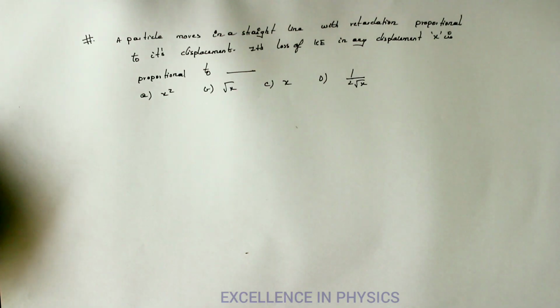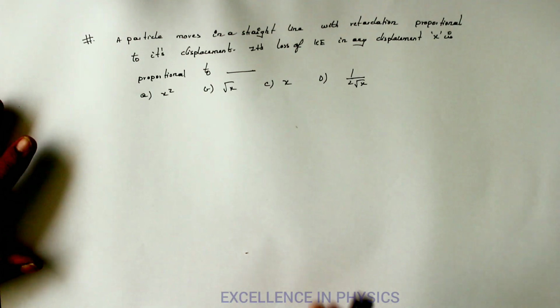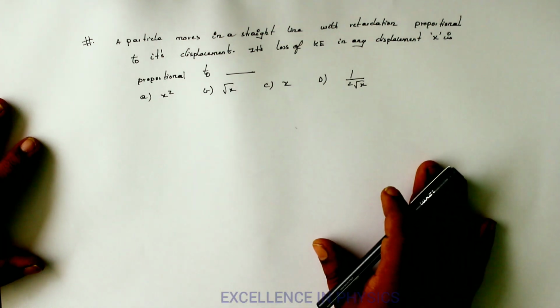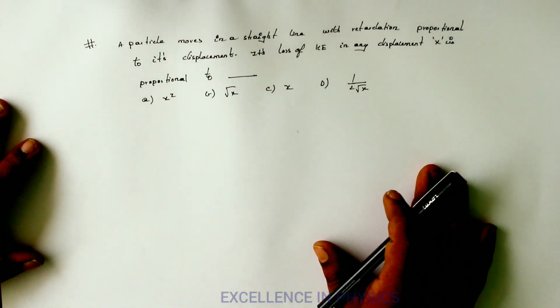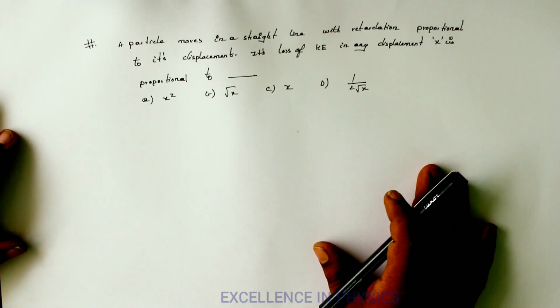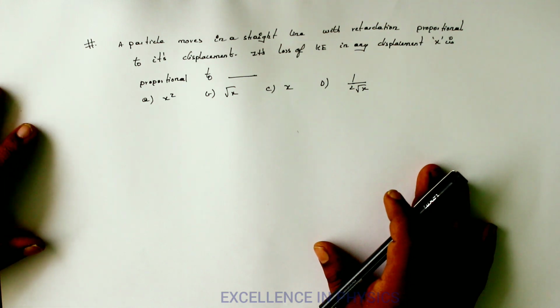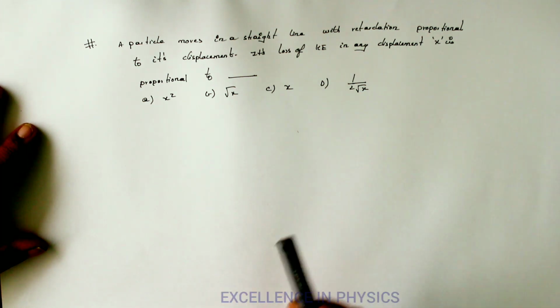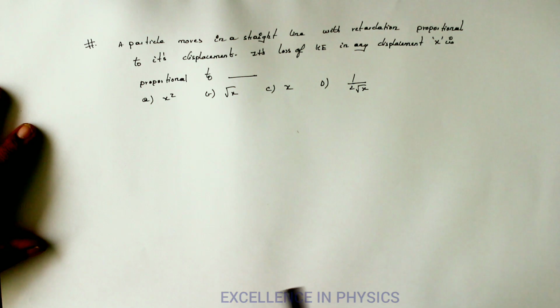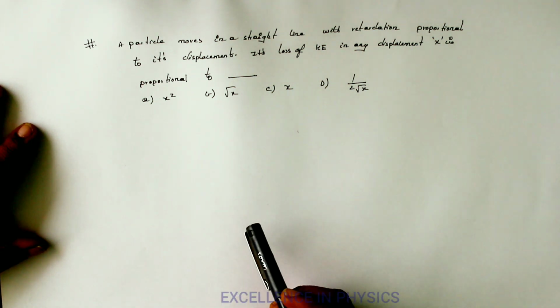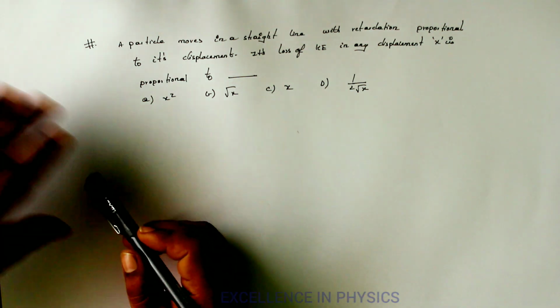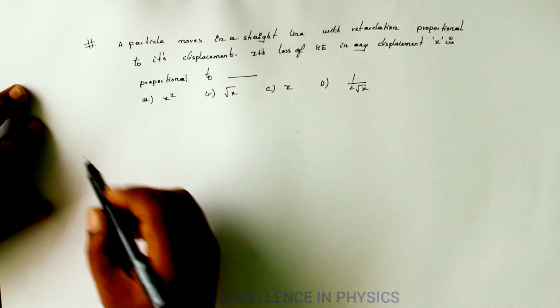Dear students, so let us see this problem. A particle moves in a straight line with retardation proportional to its displacement. Then the loss of kinetic energy for any displacement x is proportional to which of them? So loss of kinetic energy, it is proportional to which of these values that we are supposed to find out.